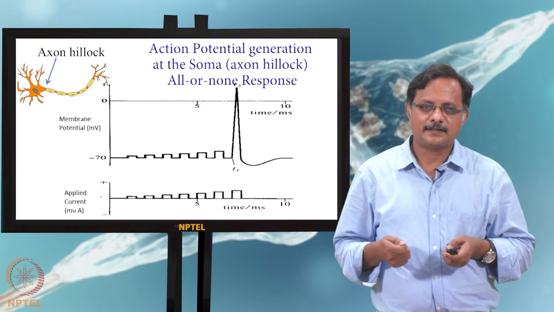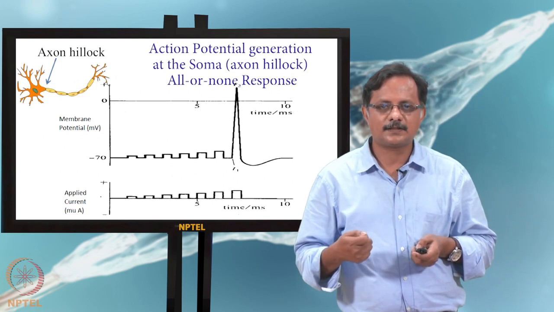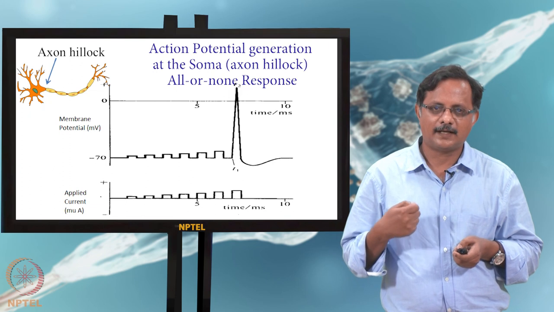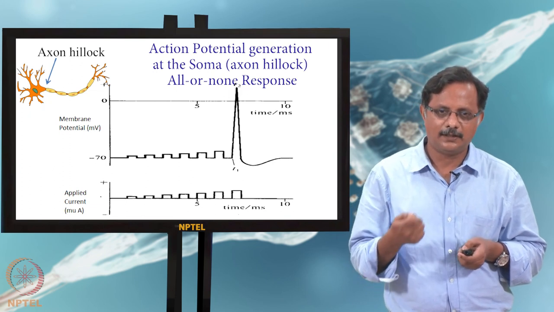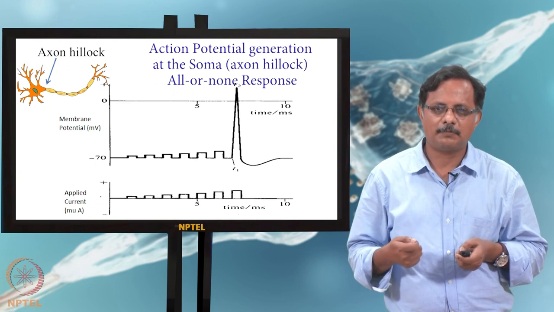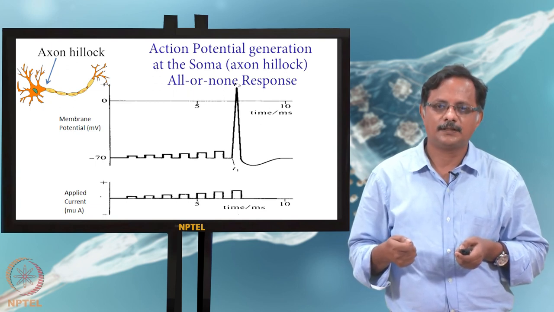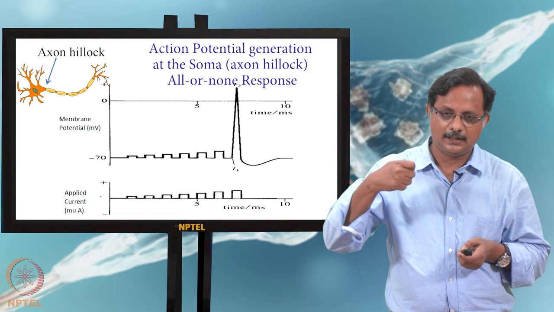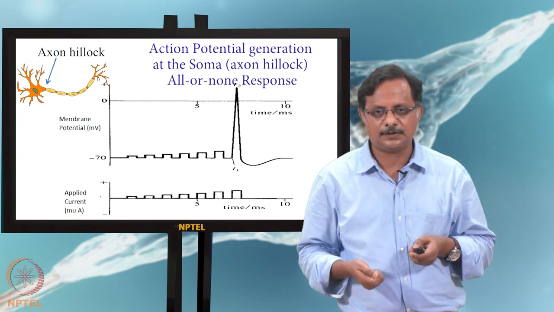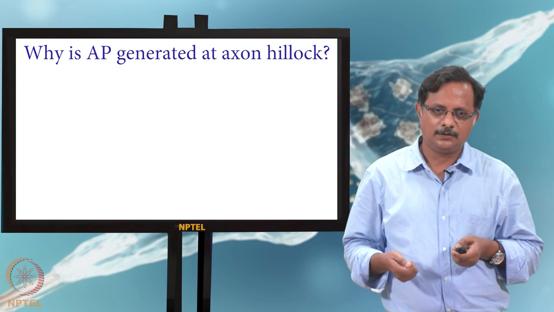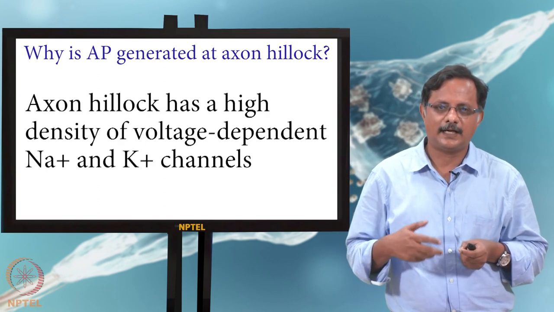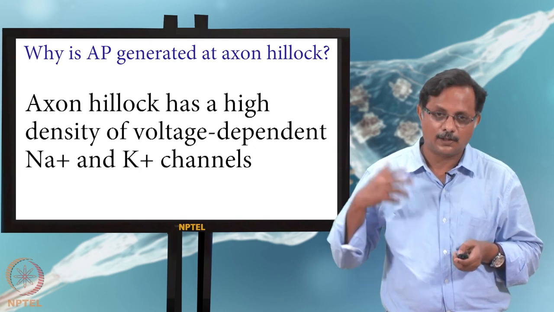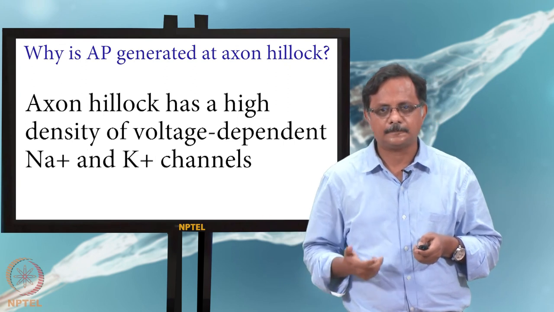With this background, now we can understand what exactly drives the generation of an action potential. We have already seen in the previous segment that when you give a current pulse to the neuron at a point near, say, the axon hillock, as you gradually increase the current pulse amplitude, there will be a threshold amplitude at which suddenly the neuron membrane voltage shows a sharp upward excursion, and then rapidly falls down. That is called the action potential. Why is the AP generated at the axon hillock? The main reason is that you have a high density of voltage dependent sodium and potassium channels in the neighborhood of the axon hillock, and also all along the axon.